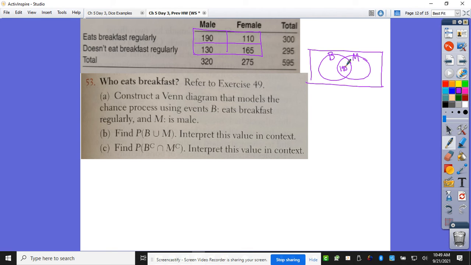How many of them eat breakfast but are not male? 110. How many go here? 130. And so going back and forth between a 2-way table and a Venn diagram is super easy, because whatever is not the totals is your numbers for a Venn diagram.